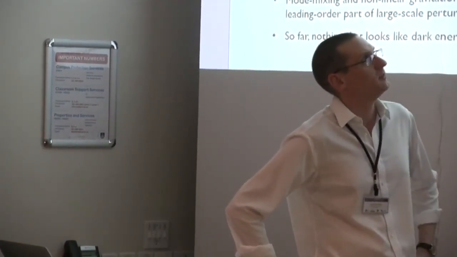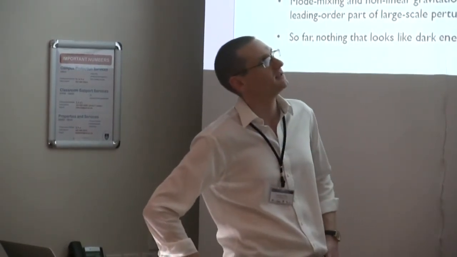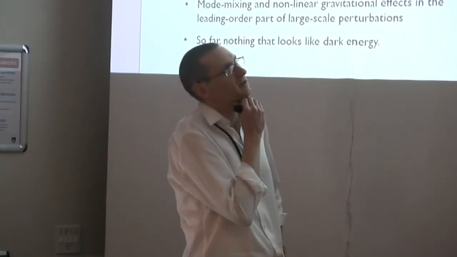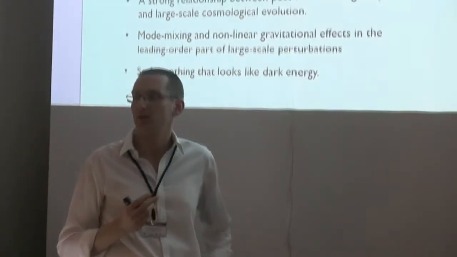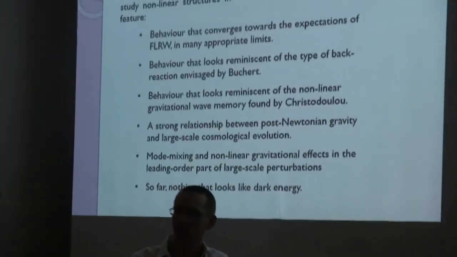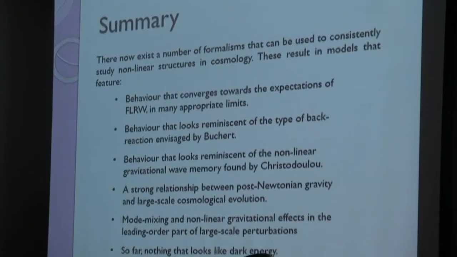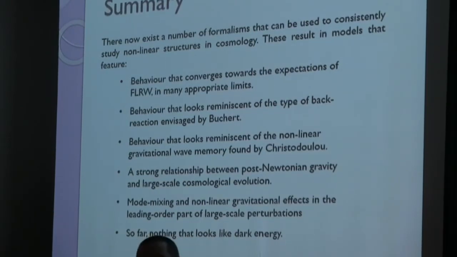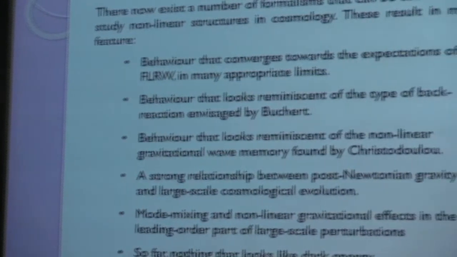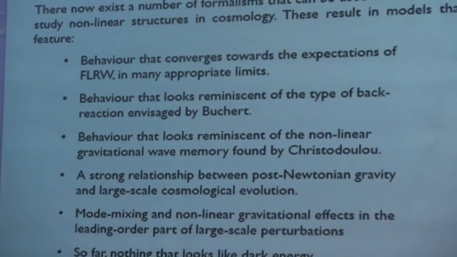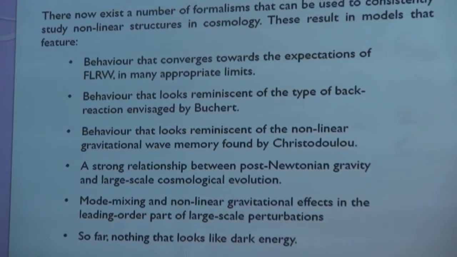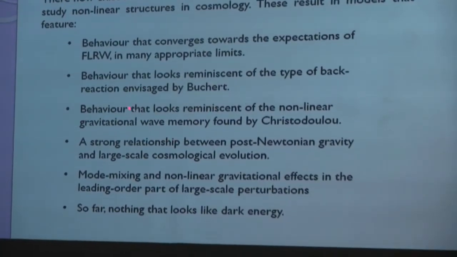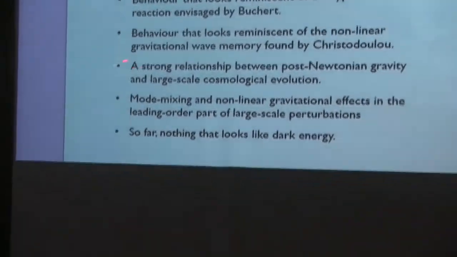So in summary, there now exist a number of formalisms since the last of these meetings that can be used to consistently study nonlinear structures in cosmology. These result in models that feature behavior that converges towards the expectations of FRW in many appropriate limits. So you remember that curve when the number of black holes became large, approaching the Friedmann value quite elegantly as n becomes large. We also find, however, behavior that looks reminiscent of the type of back reaction envisaged by Thomas Buchert, where we have different types of, effectively, what we could interpret as mass if it was a global Friedmann expansion. And they occur differently at different locations in space. And the integrated effect of those differences causes a type of back reaction that's similar to what Thomas proposed.